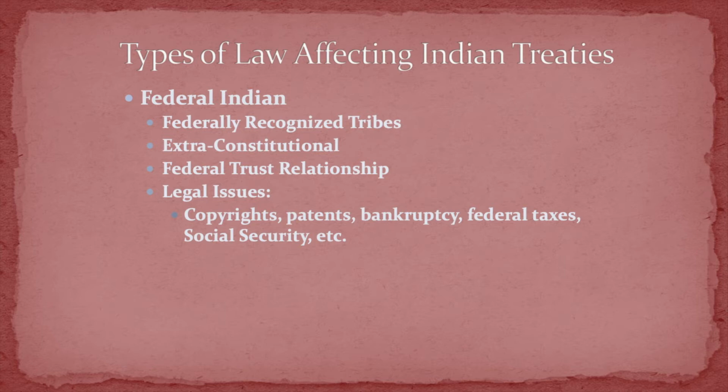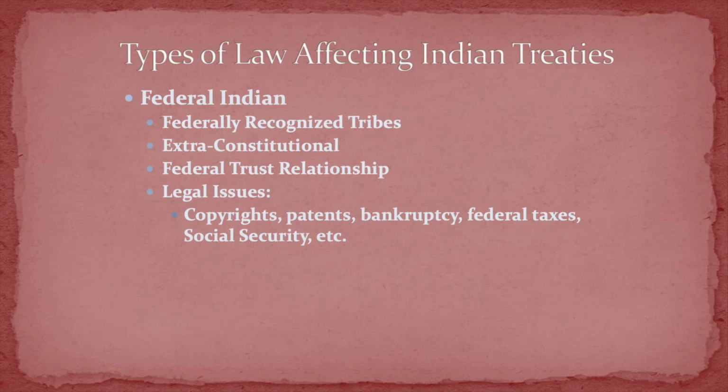We're going to also talk about the federal trust relationship and define what that is, because that's something that you hear a lot about, particularly when you talk about federal legislation being passed or agency decisions, agency regulations coming into play. When you hear questions about consultation with tribes, it's related to this thing called the federal trust relationship, and we'll talk about that more here in a minute. There are all types of legal issues at the federal level that affect tribes, right? I've listed some here: copyrights, patents, bankruptcy, federal taxes, Social Security.